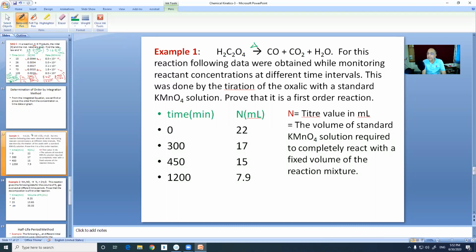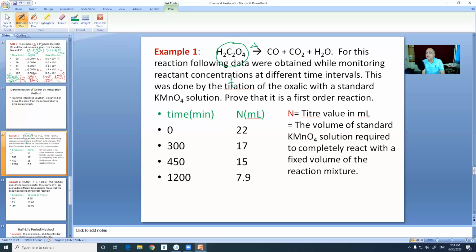We have only the time. Here time will be required, different time intervals, and the concentration either of the reactant or the product that we have monitored, right? This was done by titration. This is titration of oxalic acid, because oxalic acid is the reactant, with the standard acidified potassium permanganate solution.